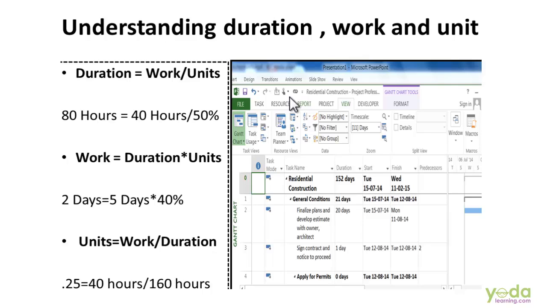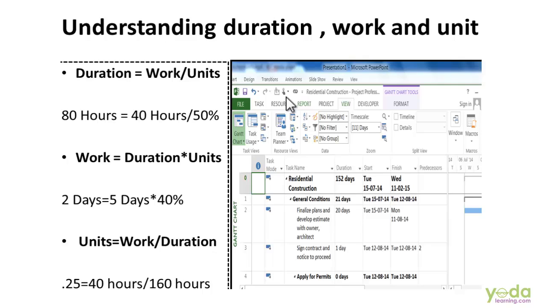Project has built-in rules about which values it calculates. Unless you give Project specific instructions, the program tries to calculate the duration first, then the work, and finally, as a last resort, units. For example, if you fill in the work and the units, Project will calculate the duration. If you fill in only the work, Project calculates the duration by filling in the unit cell with 100% or the resource's maximum unit.